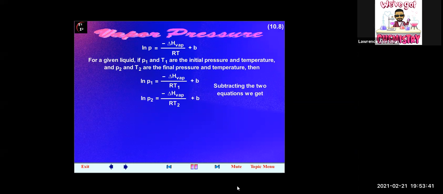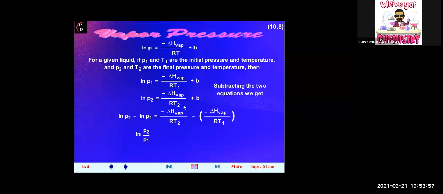Subtracting the two equations, we get the natural log of P2 minus the natural log of P1 equals minus delta H vaporization divided by RT2 minus the quantity of minus delta H vaporization divided by RT1. The natural log of P2 divided by P1 equals minus delta H vaporization divided by R times the quantity of 1 divided by T2 minus 1 divided by T1.